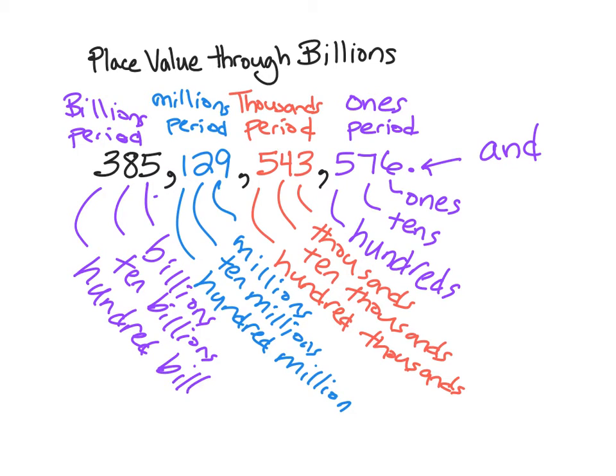Now, when we are reading these numbers, we read them by saying the number and then saying the period it's from. So this first number, we would say 385 billion, 129 million, 543,000, 576. The only period we don't say the name of the period at the end is the ones period.